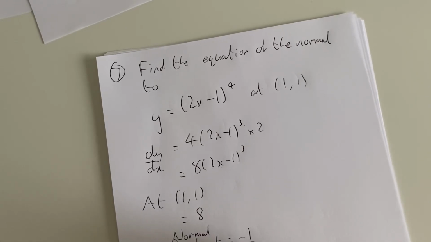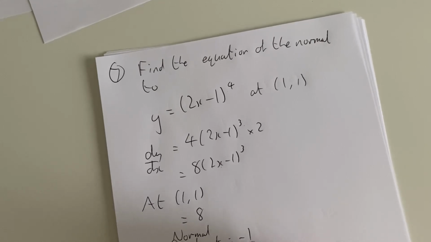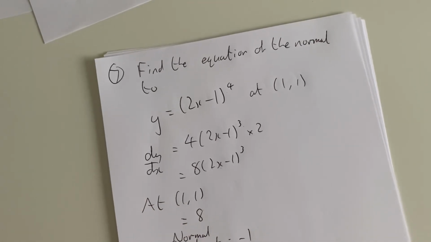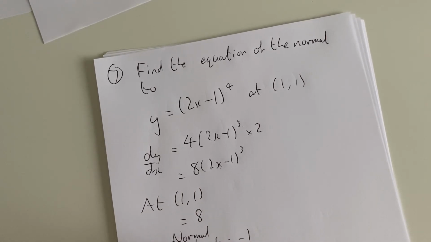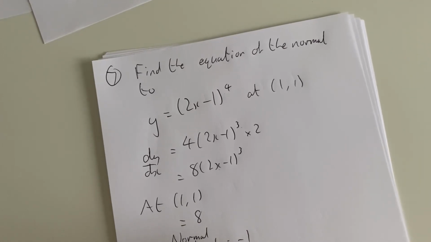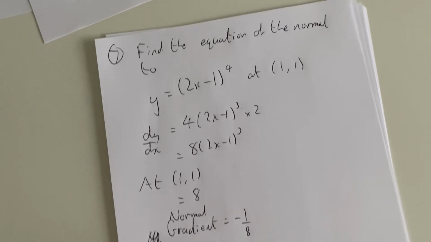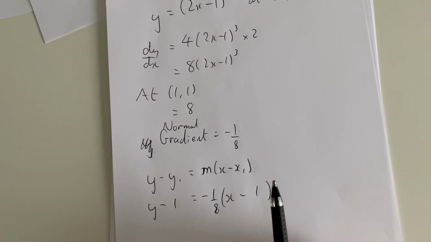Then if we go back to doing y minus y1 equals m(x minus x1), then if you pop in minus an eighth, (x minus 1), (y minus 1). Apologies, I didn't realise that was so low on camera. Hopefully that makes sense there.